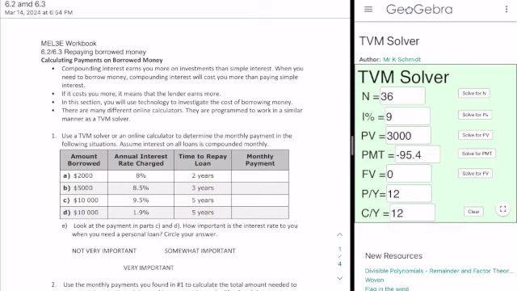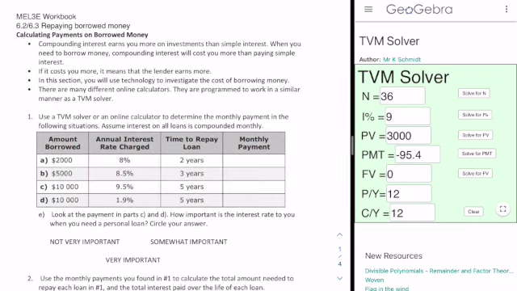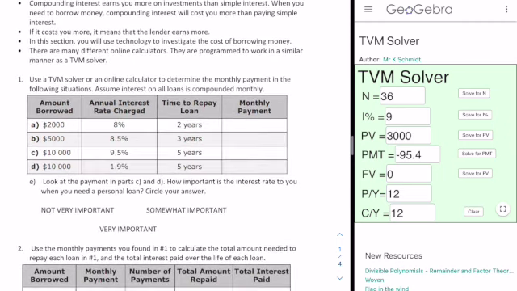All right, so lesson 6.2 and 6.3 are all about repaying borrowed money. The first one is calculating payments on borrowed money. Compounding interest earns you more on investments than simple interest. When you need to borrow money, compounding interest will cost you more than simple interest. If it costs you more, it means that the lenders earn more. In this section, we're going to use the TVM solver to figure out the cost of borrowing money. For number 1, use a TVM solver or an online calculator to determine the monthly payments in the following situations.